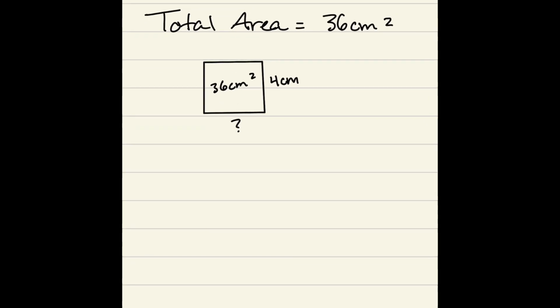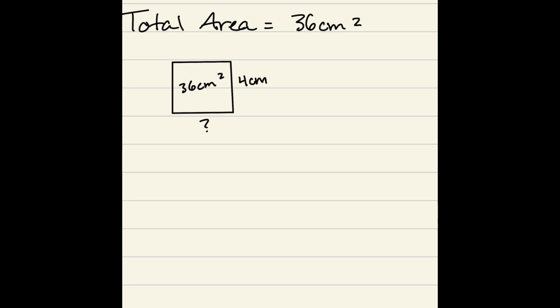Okay, so let's find out what we already know. We know the area. We're going to write our equation: area equals length times width. We know the area, we know the width, and we're missing the length, because we're going to call this length and this width, and this is area.